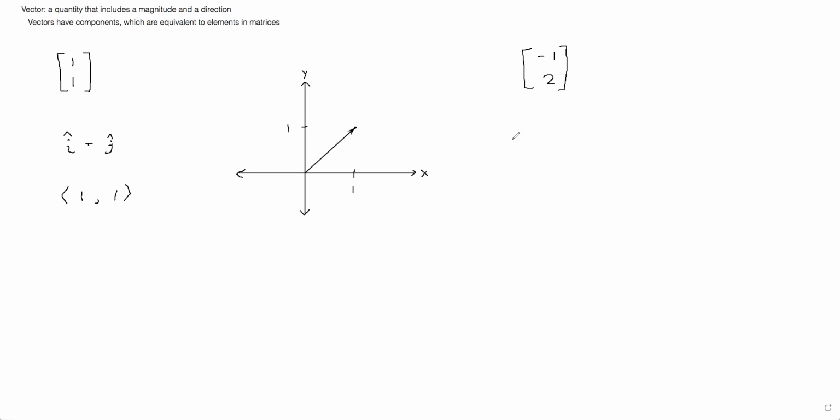So we have, this is going to be -1 times i hat. And then this is going to be +2 times j hat. So let's talk about what these i hat and j hat things are really quick. So we call these unit vectors. So I think it's worth our while to talk about this a little bit. It's going to come up quite a bit later on.